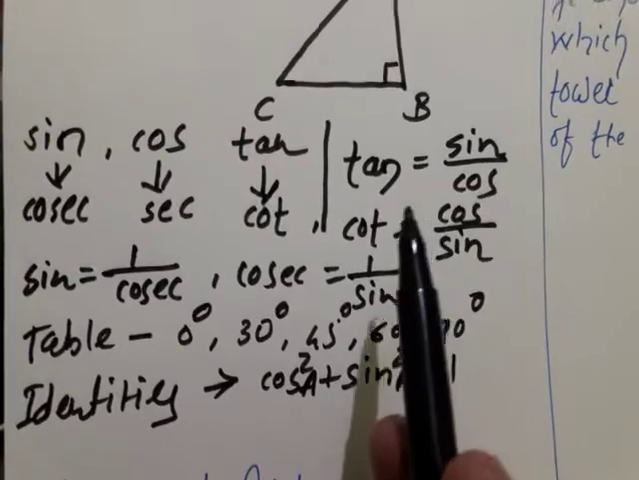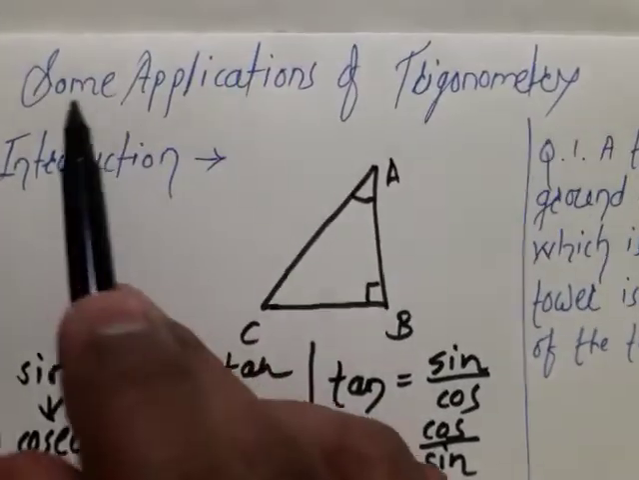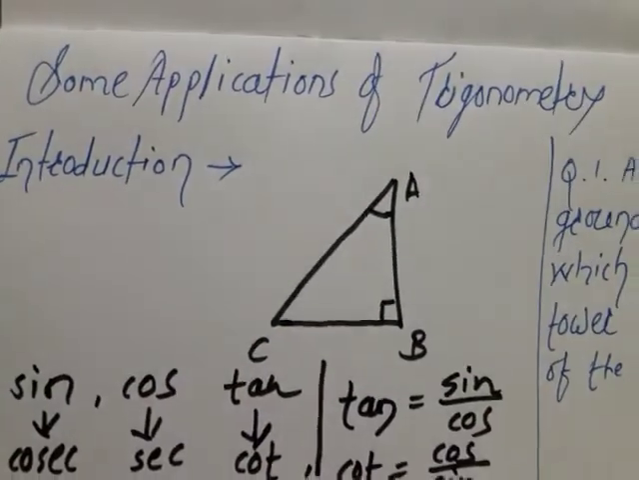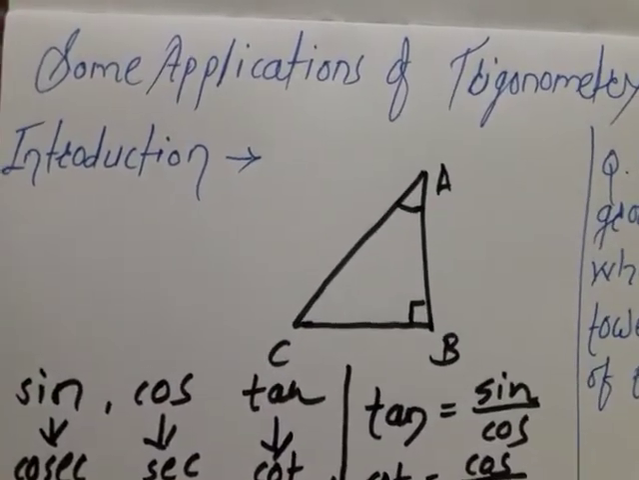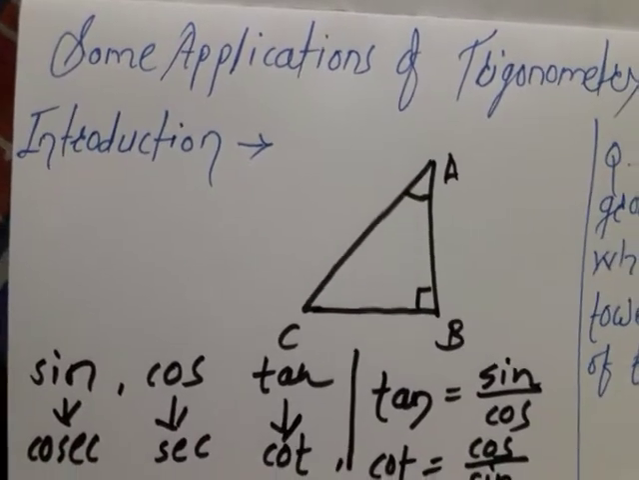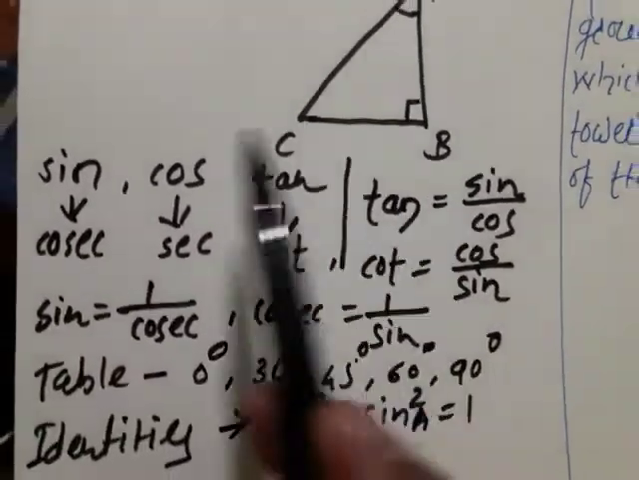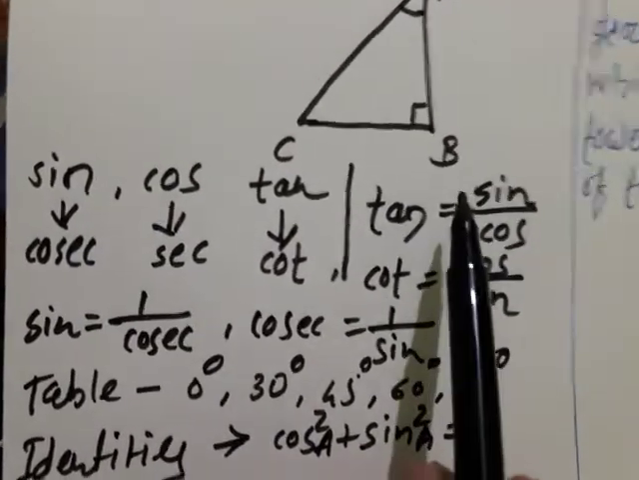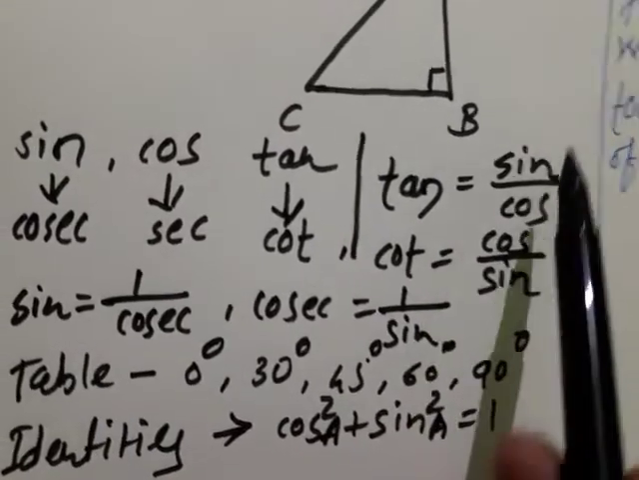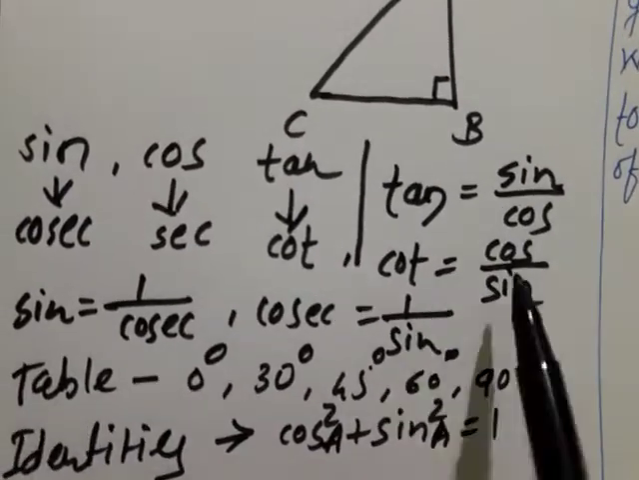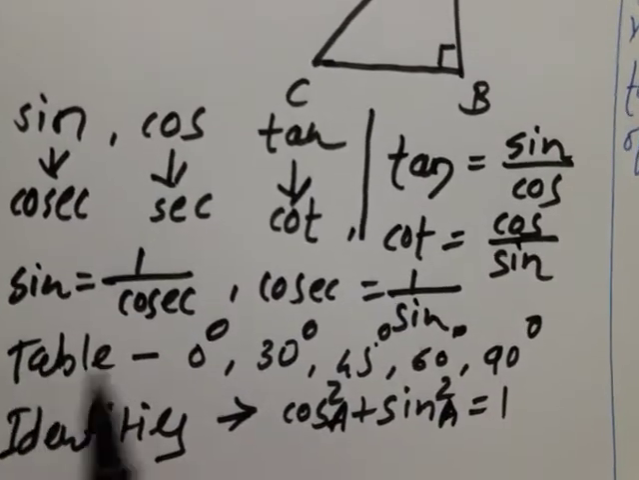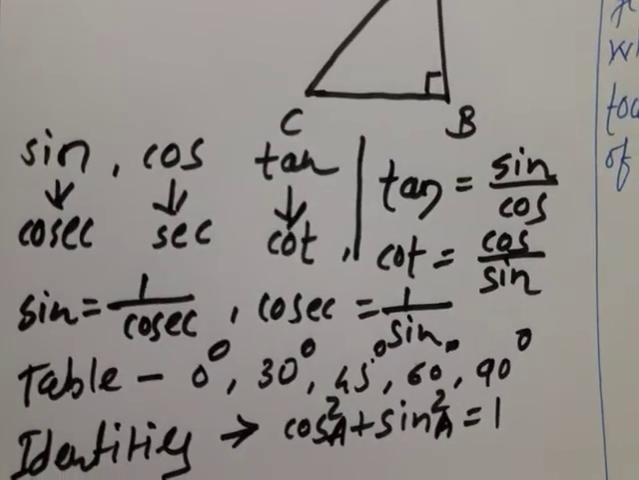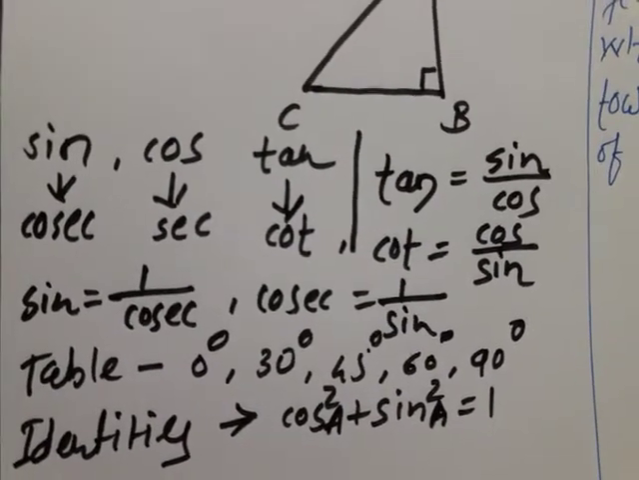Those are very important things related to this lesson, some applications of trigonometry, and this is nothing but the introduction of this lesson. Here we are going to study maximum word problems by using all those identities, definitions, formulas, and this table, for solving the word problems which are related to some applications of trigonometry.